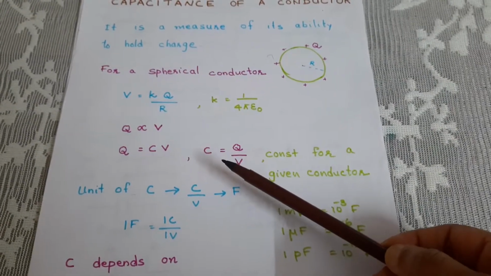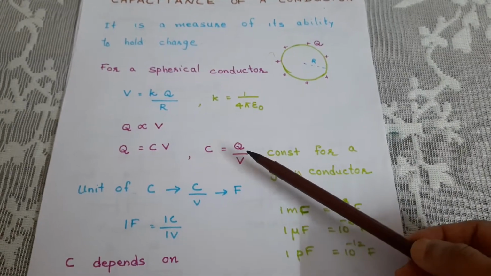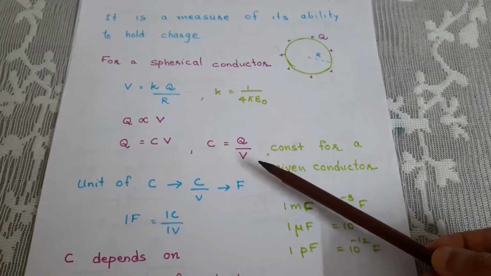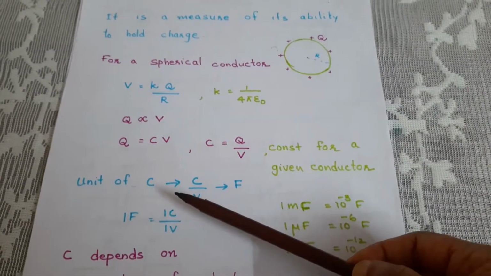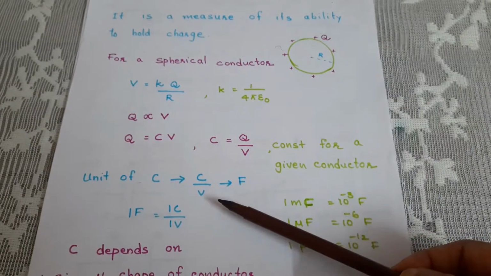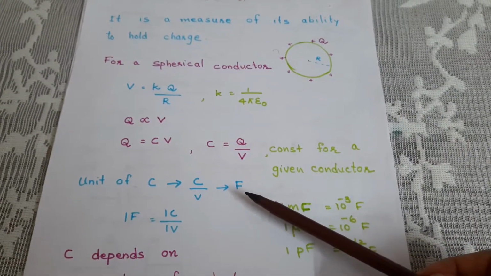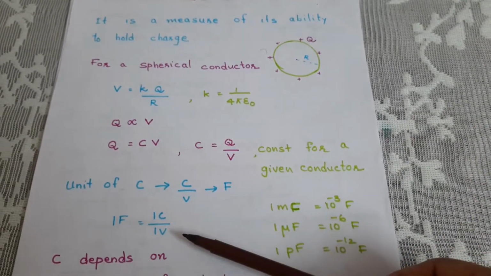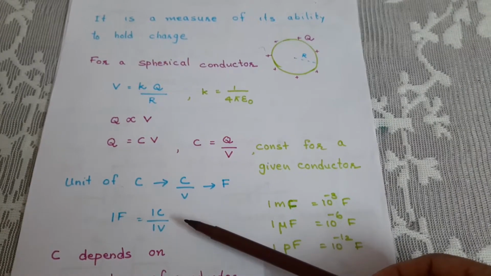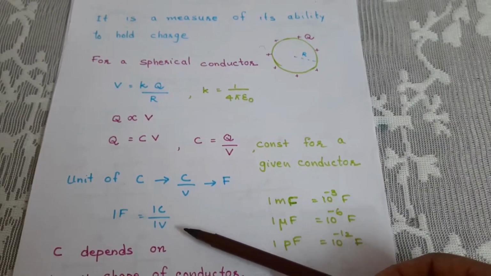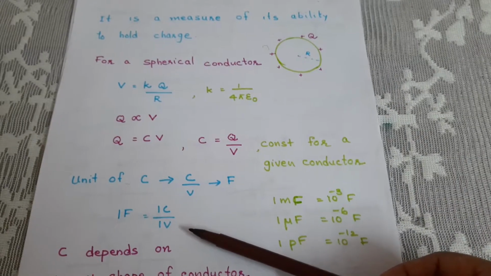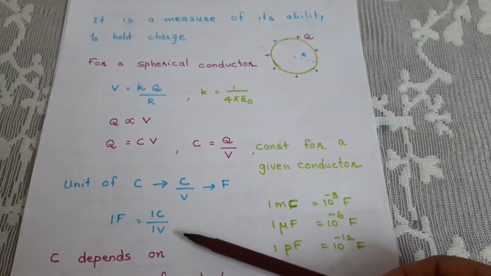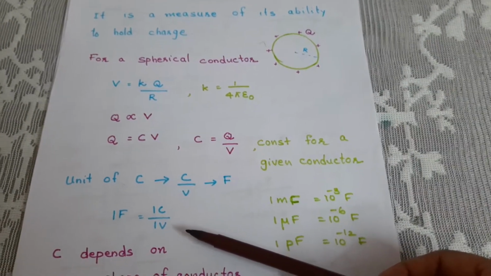So, capacitance of a conductor may be defined as the charge required to increase its potential by unity. SI unit of capacitance is coulomb per volt, known as farad. 1 farad is equal to 1 coulomb per 1 volt. If a charge of 1 coulomb increases the potential of the conductor by 1 volt, then its capacitance is said to be 1 farad. Farad is a larger unit of capacitance.